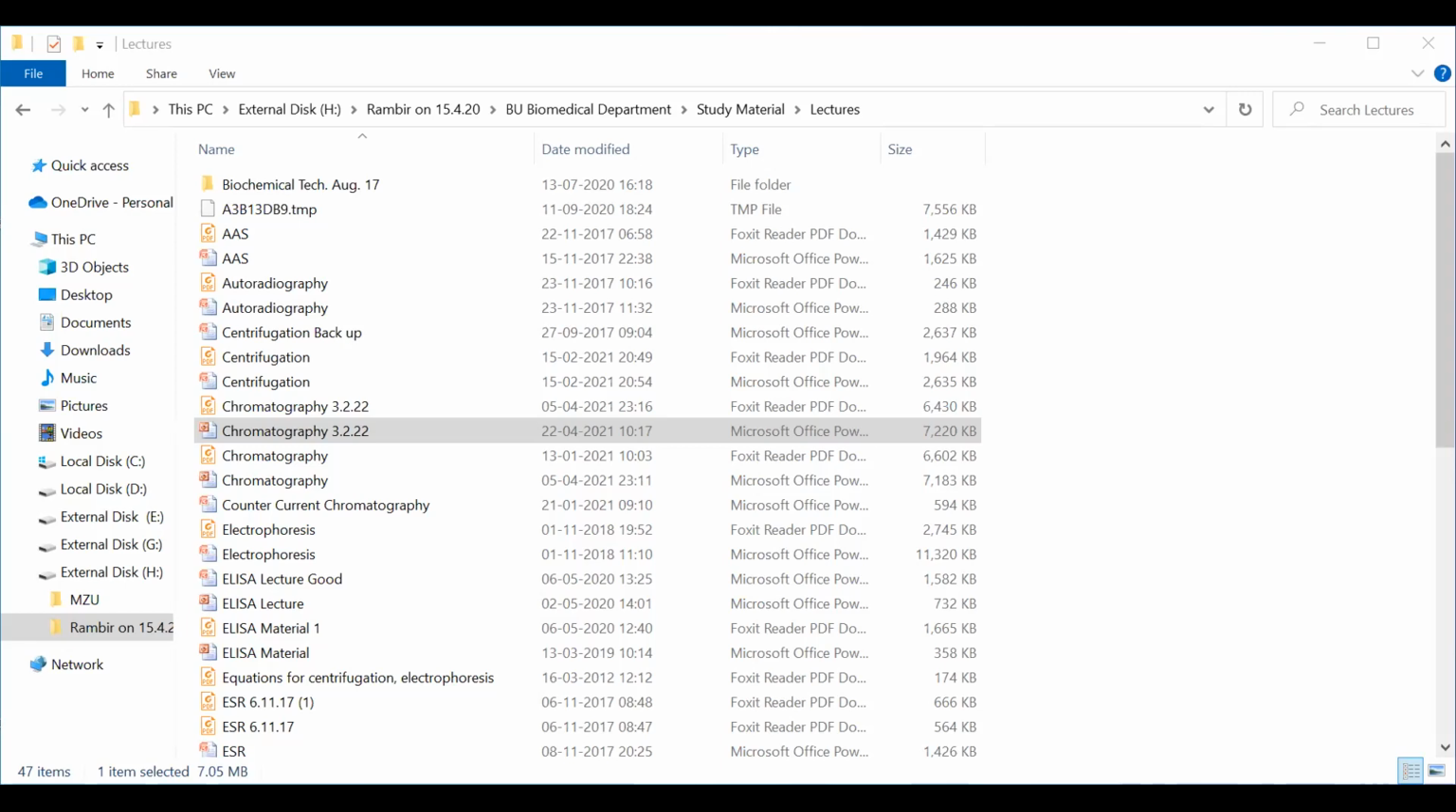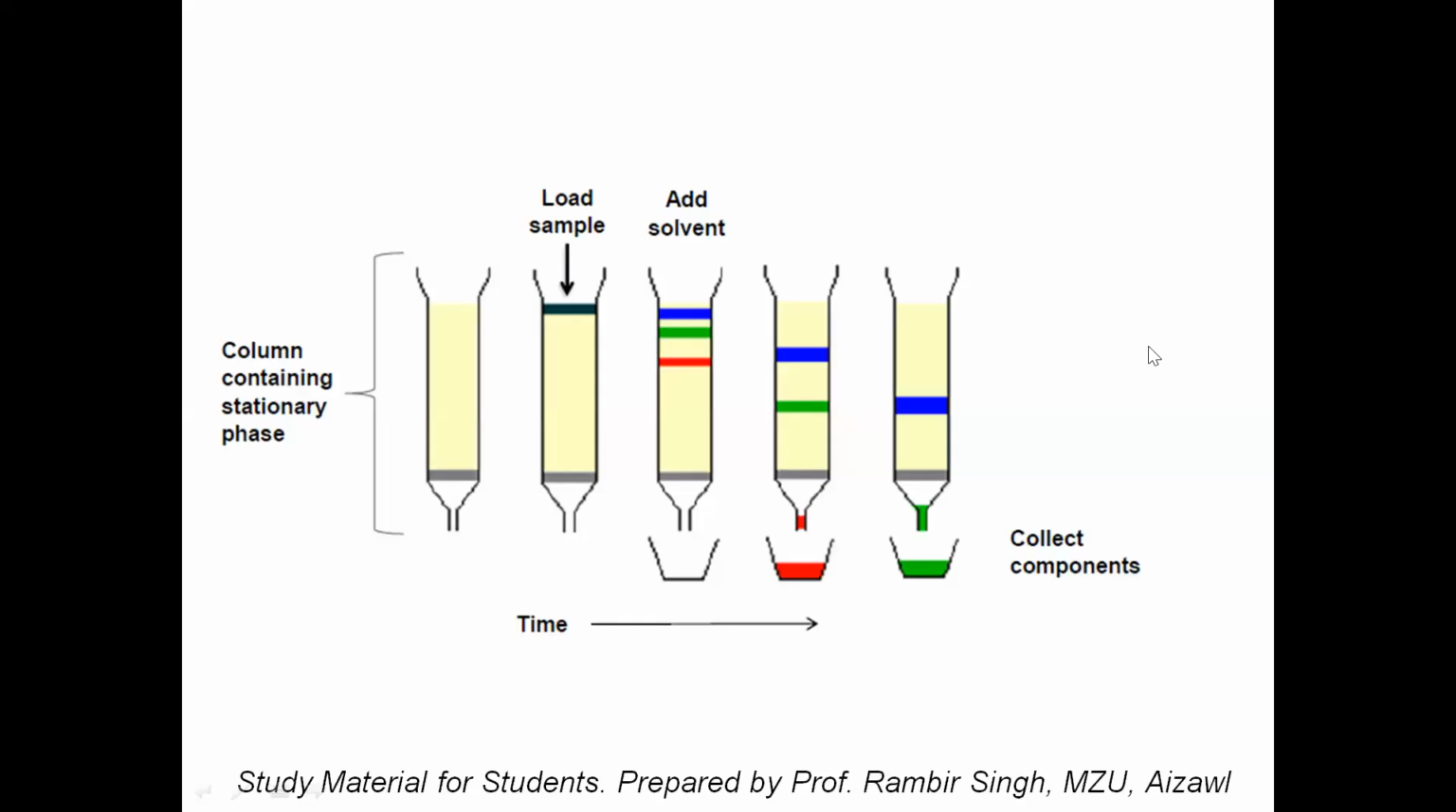Sir, it's not visible on the screen. I can see only the. Okay, the screen is not shared. Sir, the screen was shared, but I just refreshed it. Now can you see it again? Yes, sir.